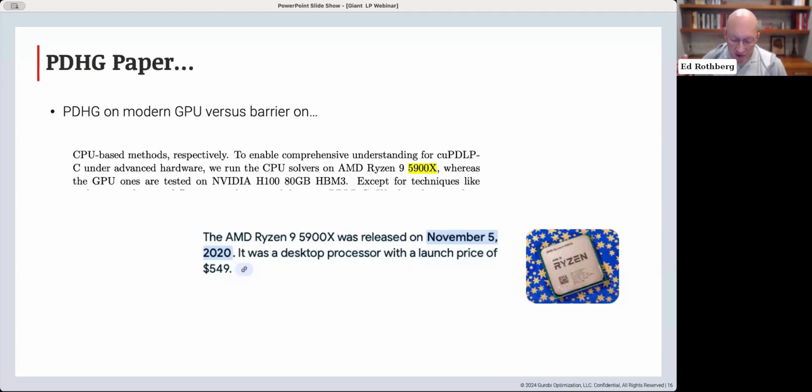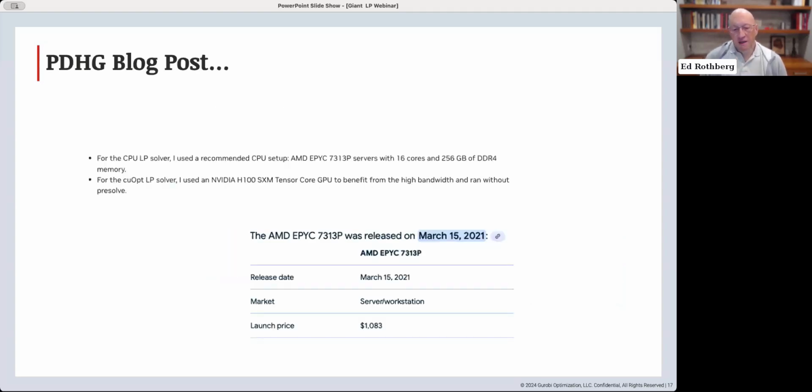Generally, PDHG is evaluated using the latest and greatest GPU, and then it's compared against various alternatives running on CPUs. So one recent paper compared PDHG running on the latest and greatest NVIDIA Hopper GPU, and compared it against an AMD Ryzen 9 5900X. If you look it up on the internet, this is a desktop processor, $500, released November of 2020. There was a recent blog post that compared PDHG running on the latest and greatest GPU against an AMD EPYC 7313P, which is a server processor, 16 cores, that was released in March of 2021.